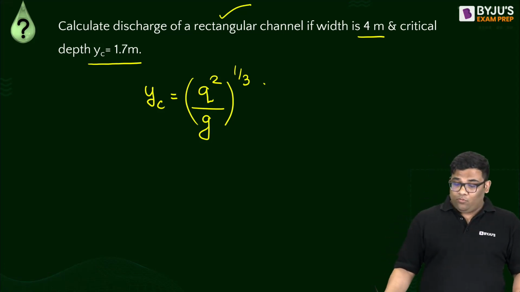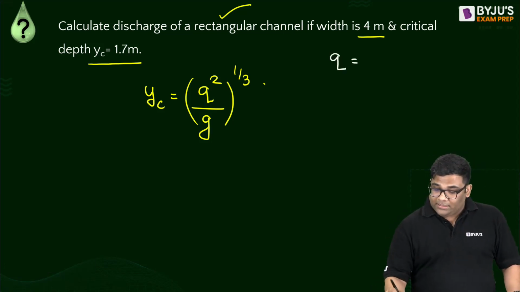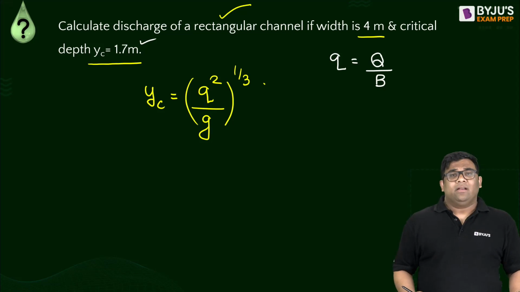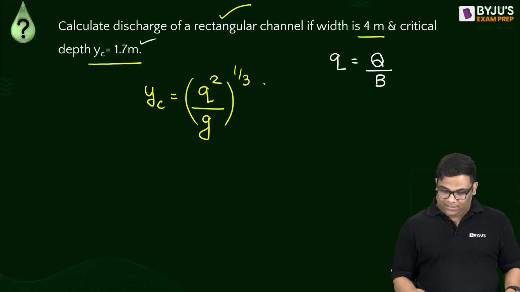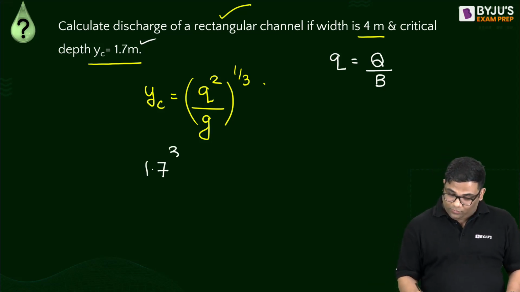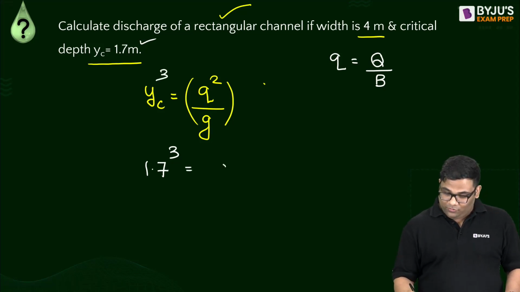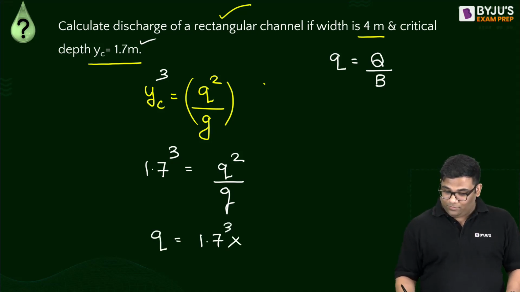Yes. Now, what is small q? It is the discharge per unit width. Yes, very nice. So your critical depth is given. Can you find out small q here? Very easy. So 1.7 cube will be equal to q square by g. So from here I can say q will be square root of 1.7 cube into g, which is 9.81.